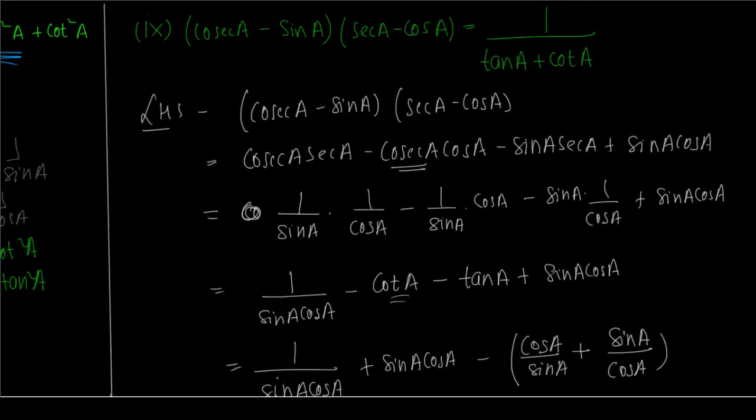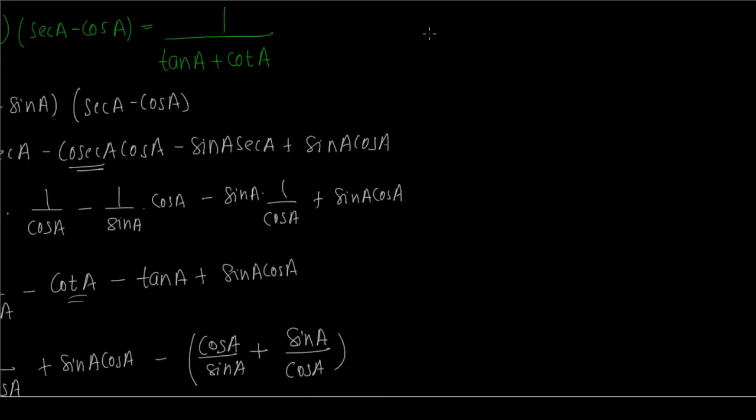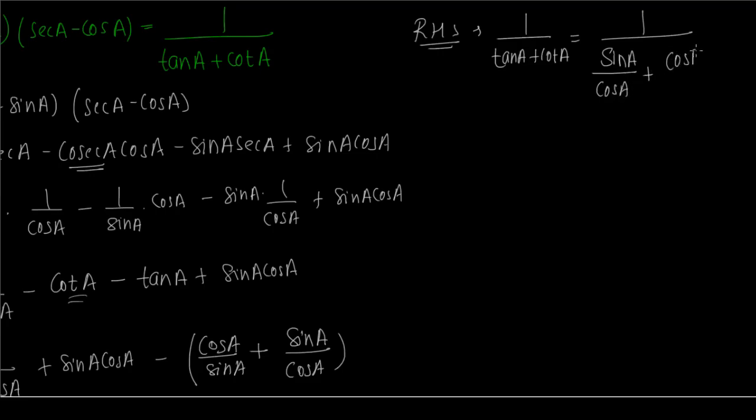Now have a look at the RHS. The RHS is 1 by tan A plus cot A. So RHS now. RHS is 1 by tan A plus cot A. So this can be written as, again in terms of sin and cos, because we've got the simplified version in terms of sin and cos, we will simplify the RHS also in terms of sin and cos. So we will get tan A is sin A by cos A plus cot A as cos A by sin A.